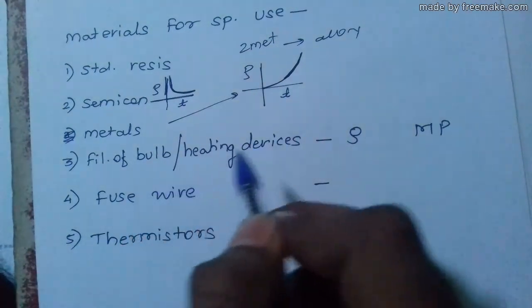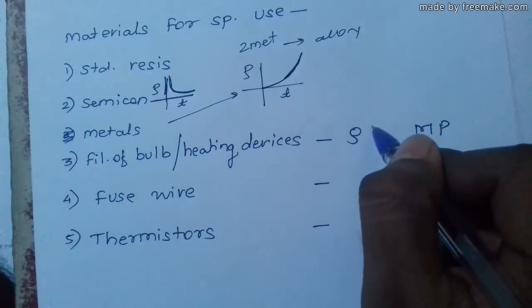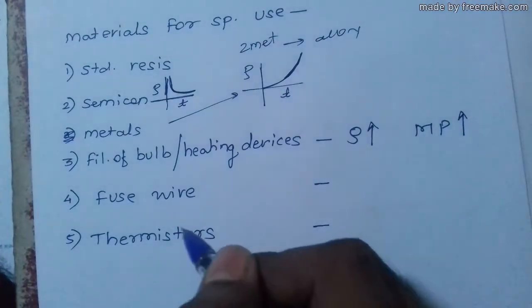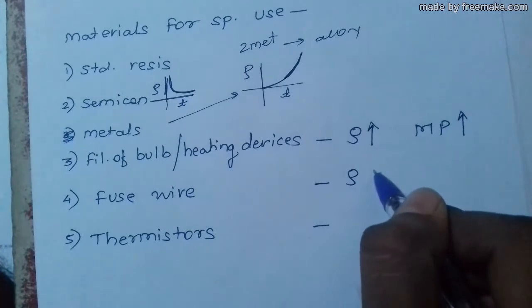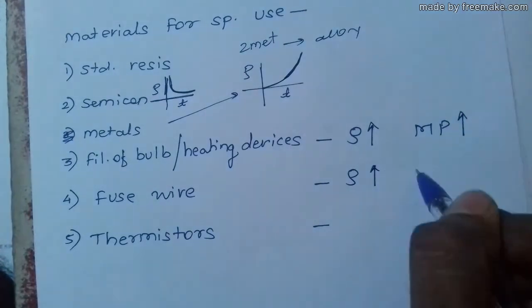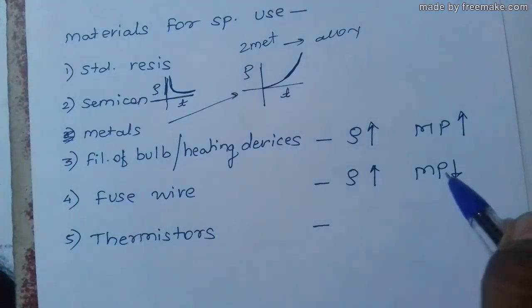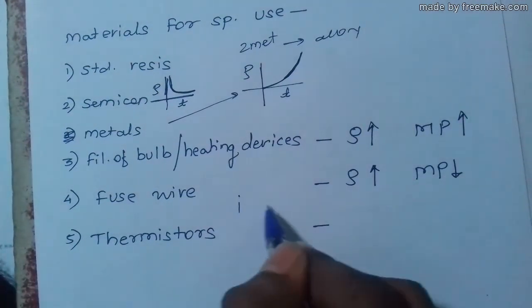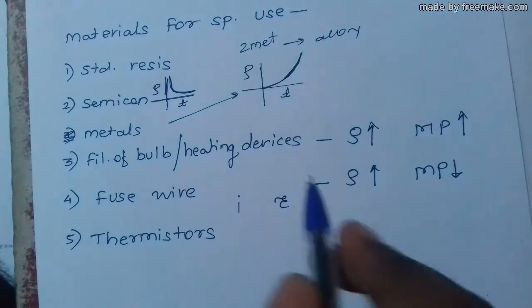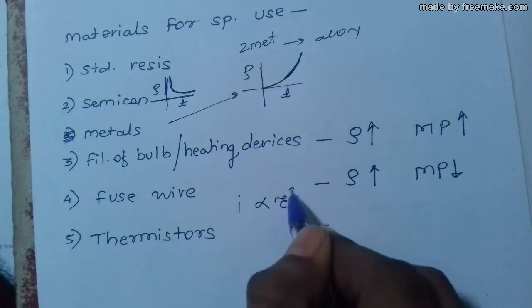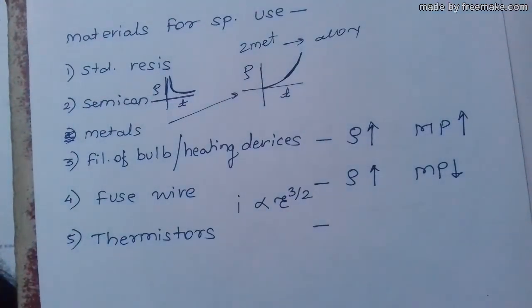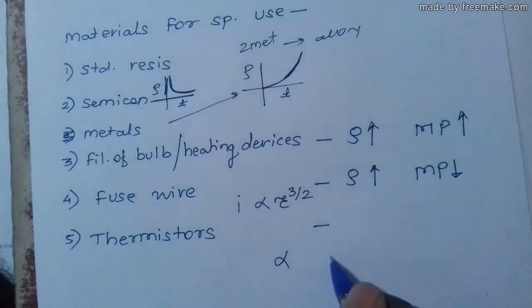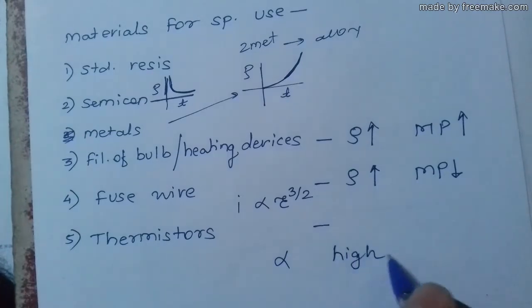Then for the filament of a bulb and heating devices, resistivity should be high and melting point should also be high. For fuse wire, resistivity should be high but melting point should be low. For fuse wire, safe current is proportional to radius raised to 3/2. Then for thermistor, alpha value should be high.